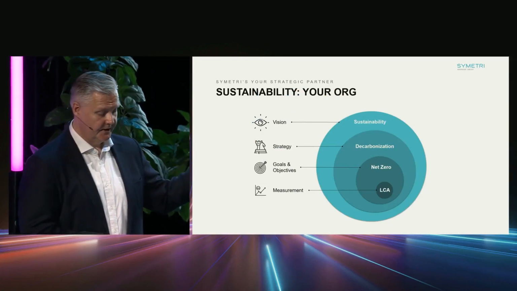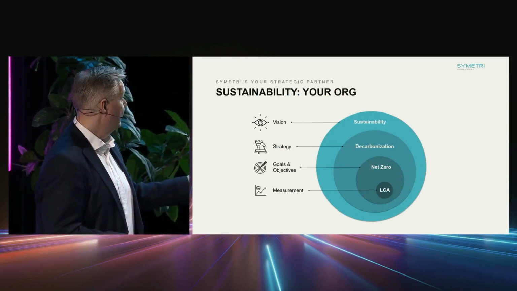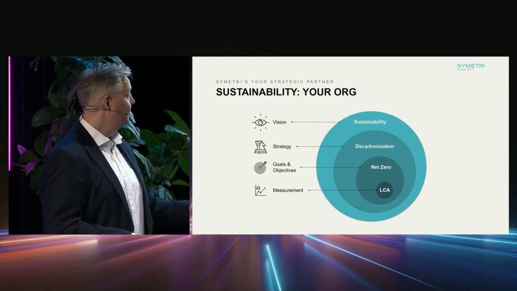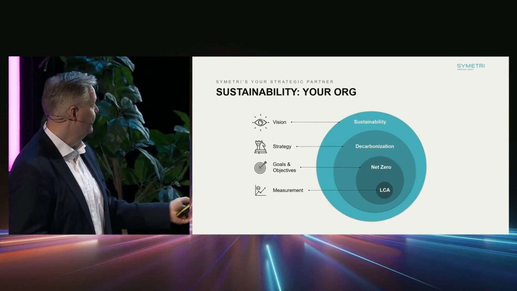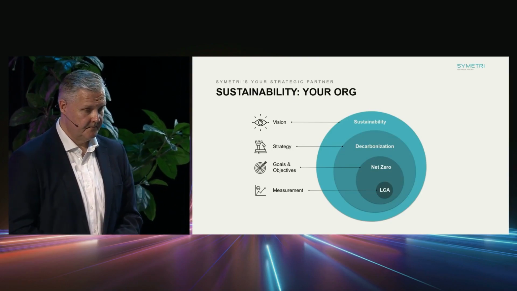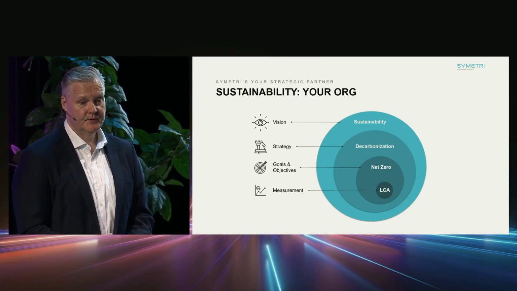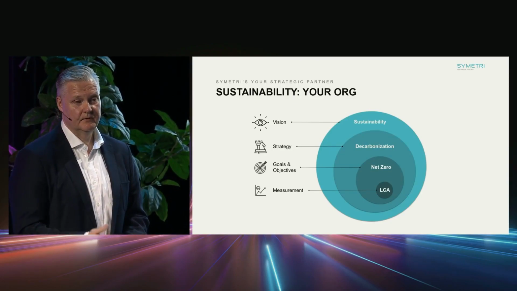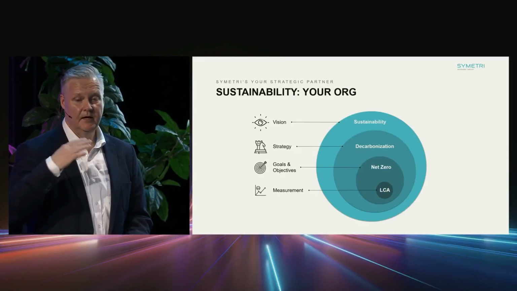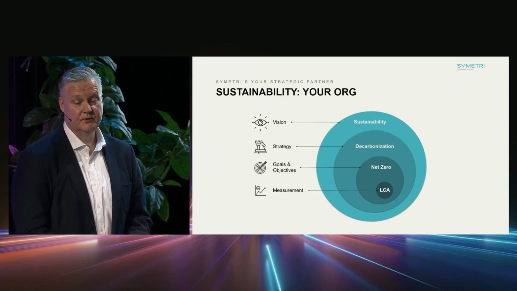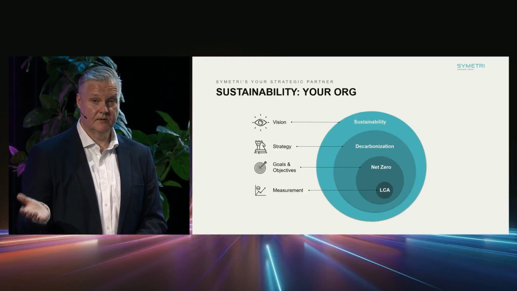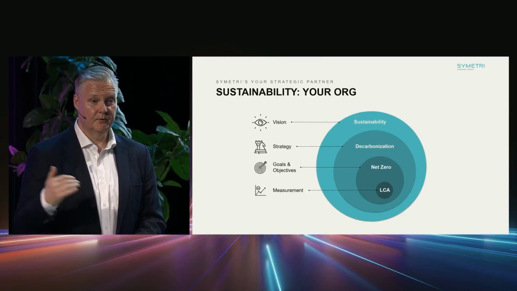In a sustainability organization, you need to have a vision. You need to have a strategy for how you're going to reach the decarbonization targets. You need to have goals and objectives, and of course some KPIs. That's important. And Symetri has the knowledge and capability to help you out there with laying out your strategy around sustainability in your company. So use our consultants, the competence we have, to help you on that journey.